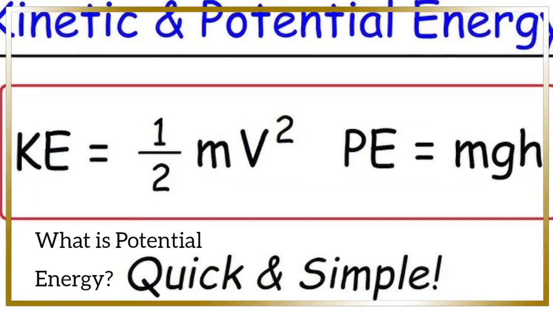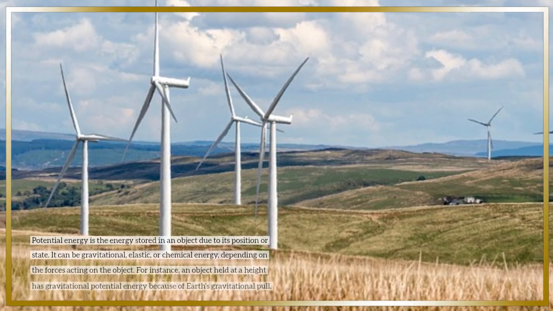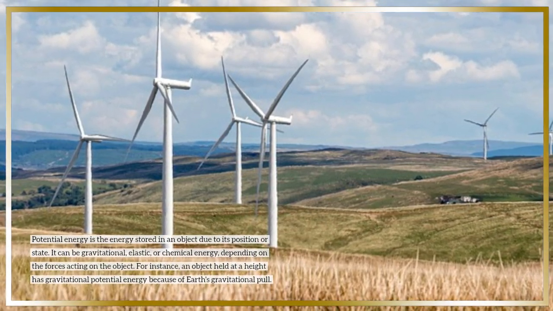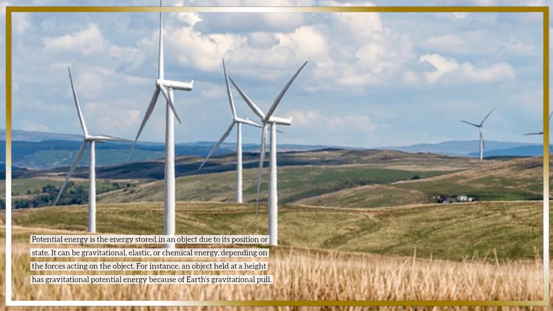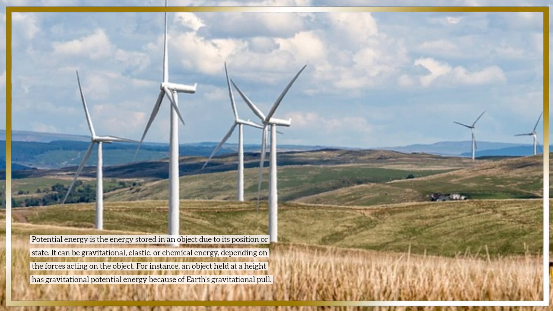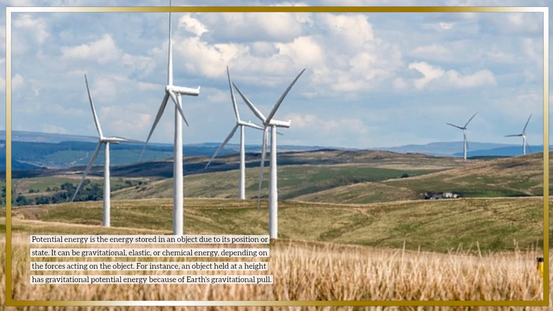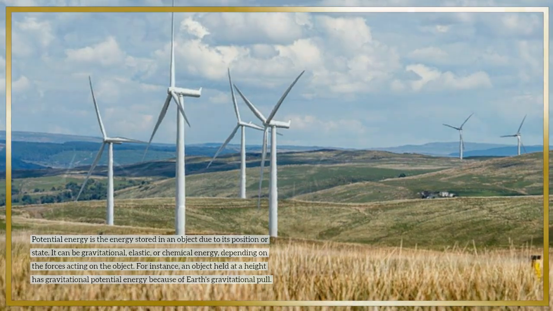What is potential energy? Potential energy is the energy stored in an object due to its position or state. It can be gravitational, elastic, or chemical energy, depending on the forces acting on the object. For instance, an object held at a height has gravitational potential energy because of Earth's gravitational pull.